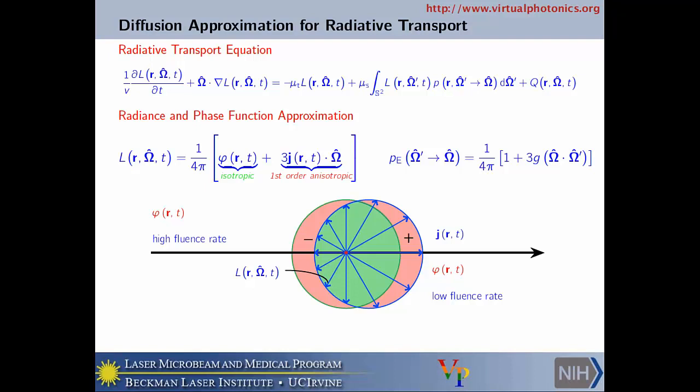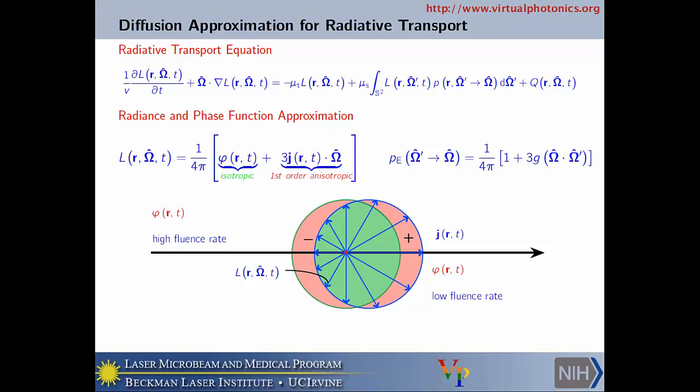And g here is the single scattering anisotropy, or single scattering asymmetry coefficient. It is the mean cosine of the scattering angle. And this is a probability density function, so if you integrate this function over all 4 pi steradians, you'll recover the value of 1, because all photons must be scattered in some direction. Okay? So everybody okay with this conceptually?